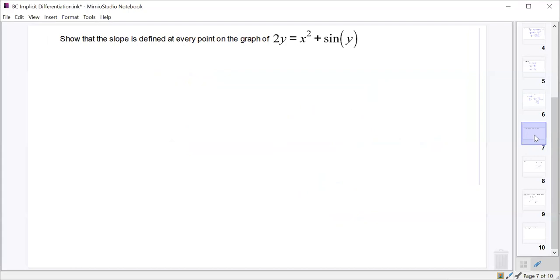All right, why don't you guys do this one on your own also. See if you can come up with some reasoning why the slope must be defined at every point on the graph. That's why there are no places where the slope is undefined. So no vertical tangent lines on this graph.